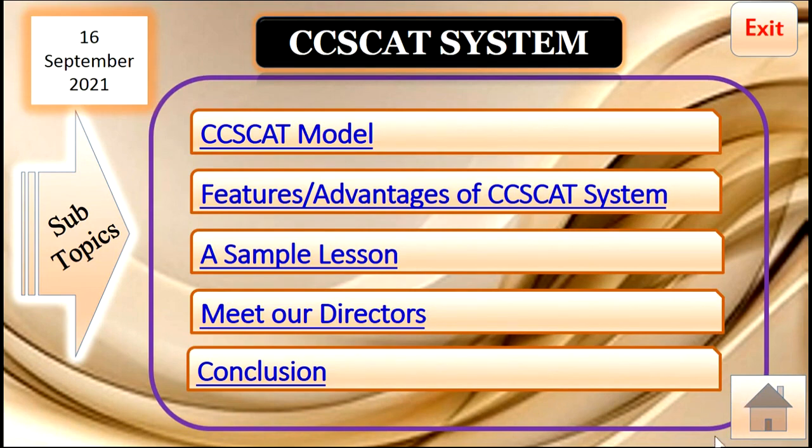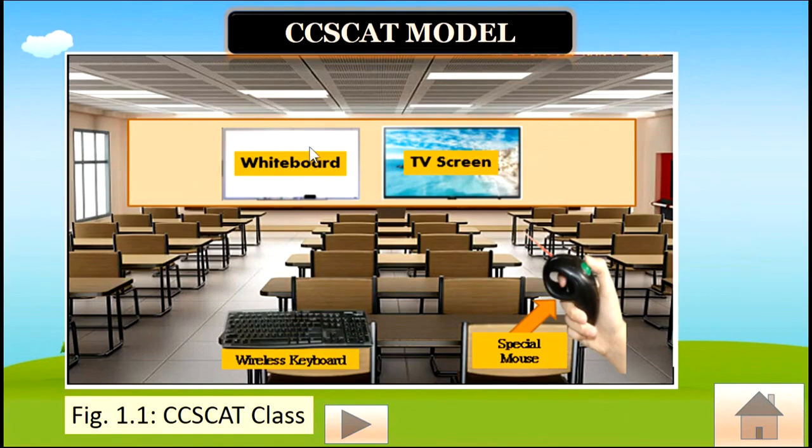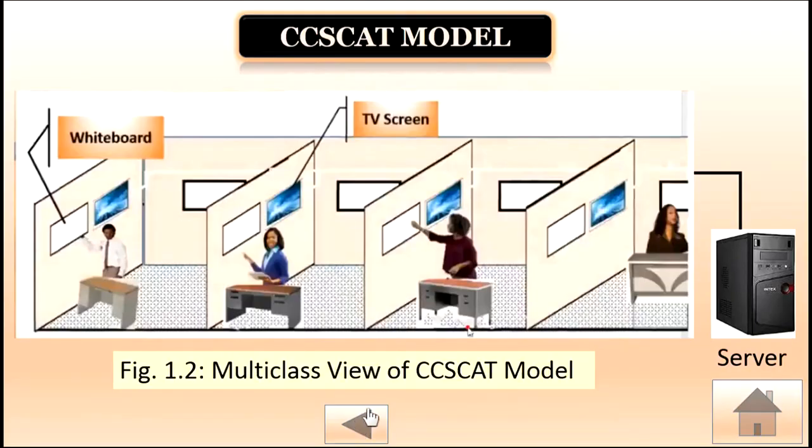How does the model look like? There's the model. You have a whiteboard to the left of the class, a TV screen to the right hand side, and you have a computer somewhere. There's a multi-class view. The teacher is in this class teaching. This next teacher is in this class teaching, so is in this class teaching, and all of them are teaching different topics at the same time.